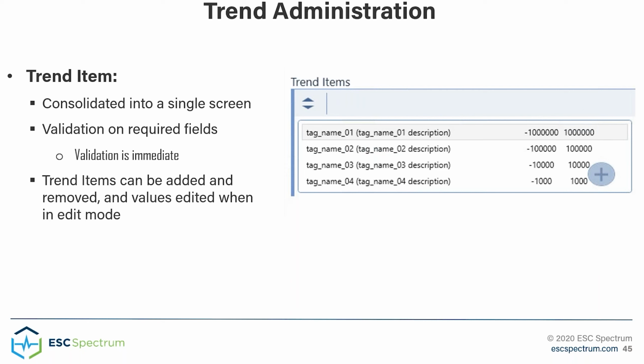And in the trend items, these are the specific tags that are part of the trend group. Also, validation is immediate. It'll prevent you from building things that are nonsense.